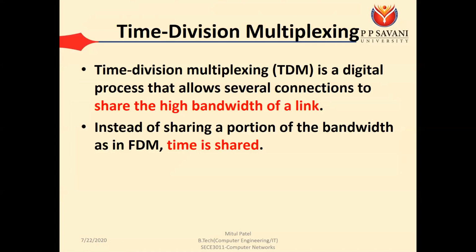So in case of the FDM and WDM, the frequencies are separated, while in case of the time division, we are dividing our channel based on the time. So rather than setting a portion of the bandwidth, here we are setting the time. Okay, so how is it going to work?